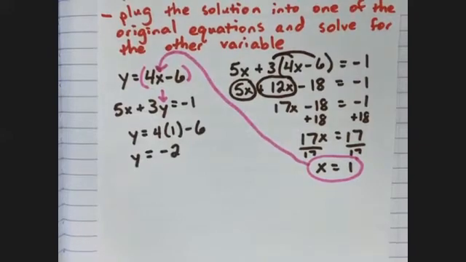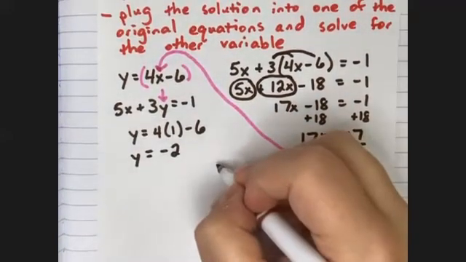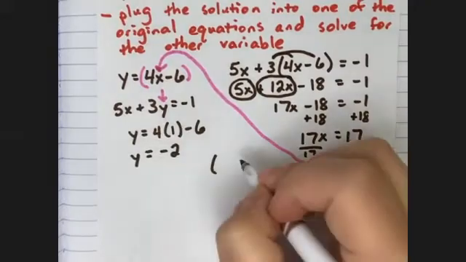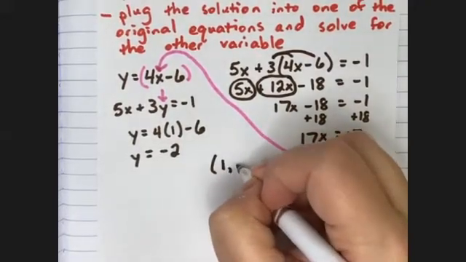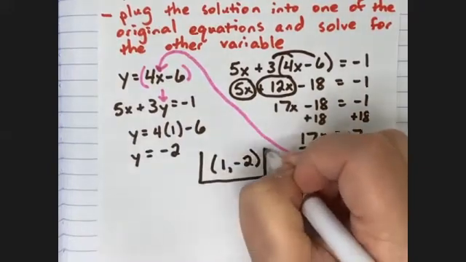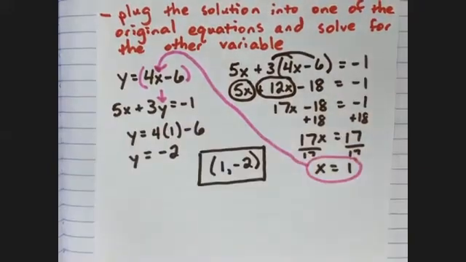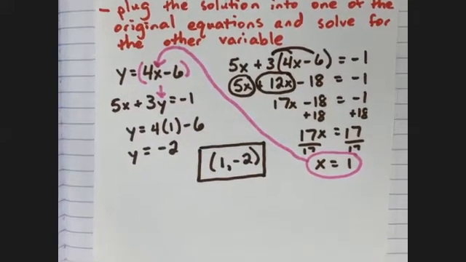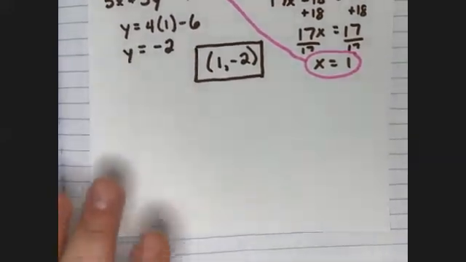Now, once I have my x and my y, I'm going to write it as an ordered pair. So that's in parentheses, the x value, comma, the y value, end parentheses. And I'm going to put a box around it to show, hey, that's my answer. So that's the solution to this system of equations. Now we're going to do one more down here.